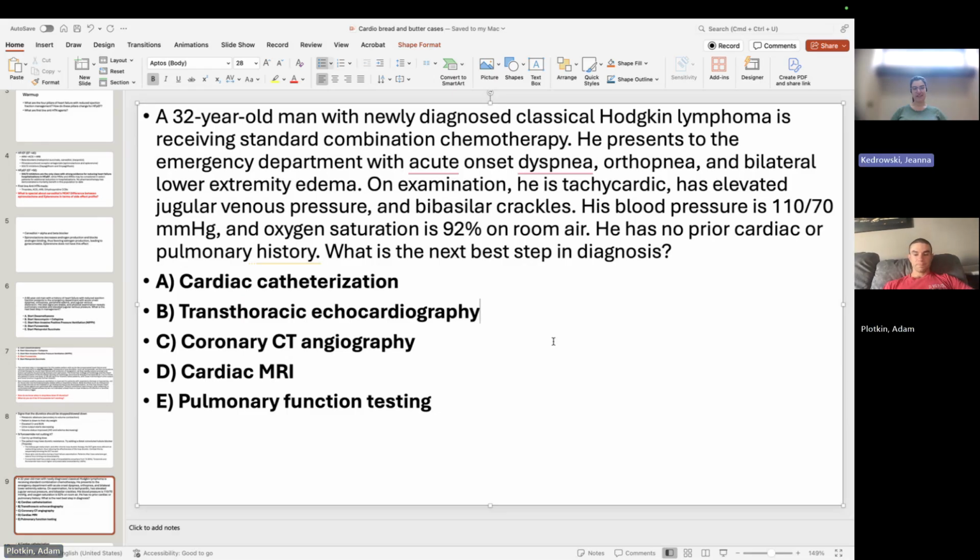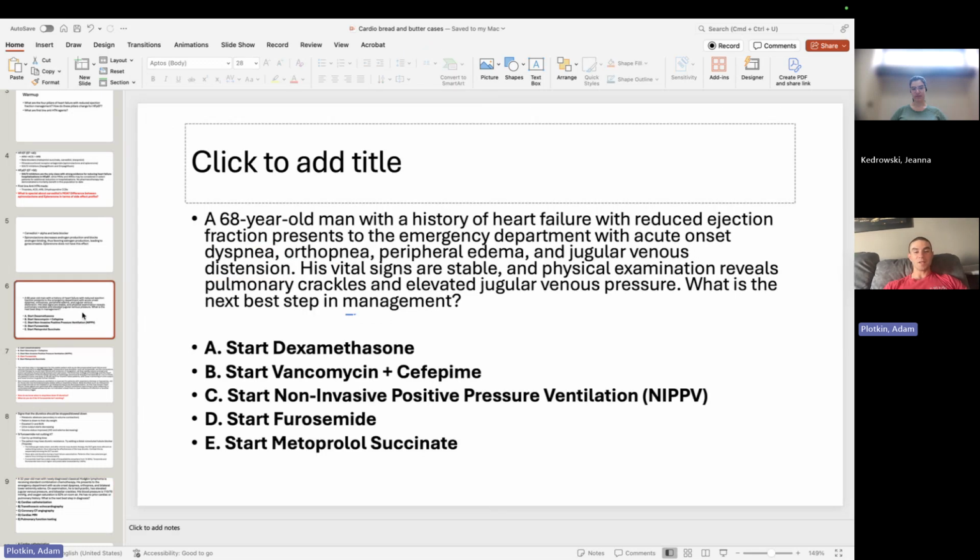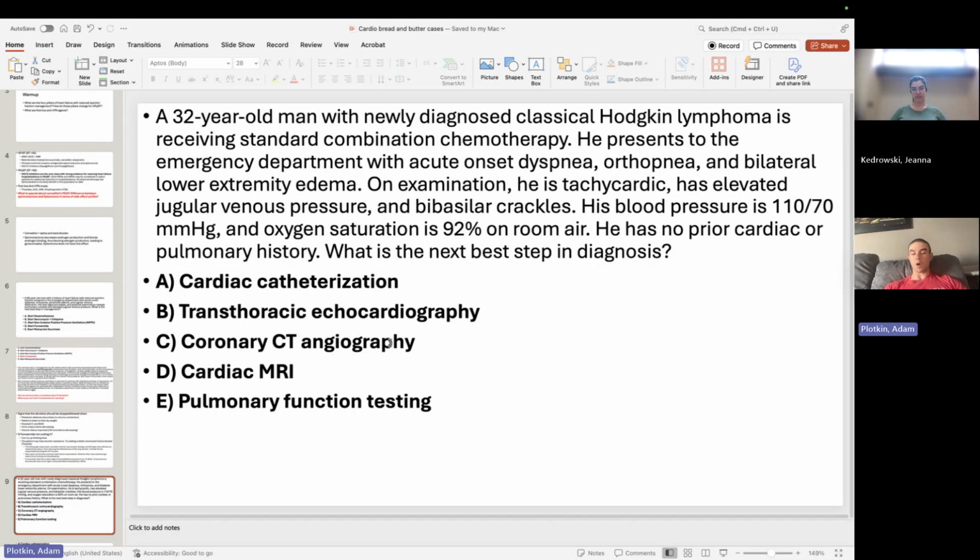Yeah, definitely echocardiogram. It's probably the chemotherapy causing dilated cardiomyopathy. Absolutely. And so in this case, very similar to the previous, but instead of talking about interventions, I'm asking you more about imaging, right? So you hit the nail on the head here.